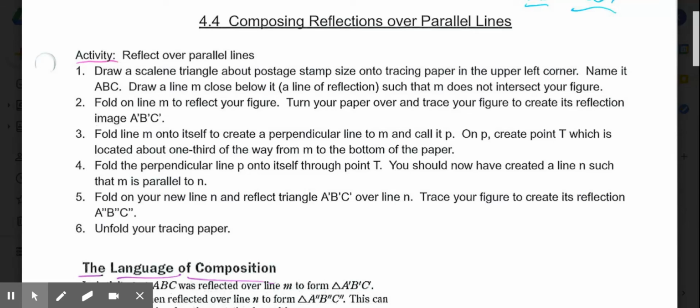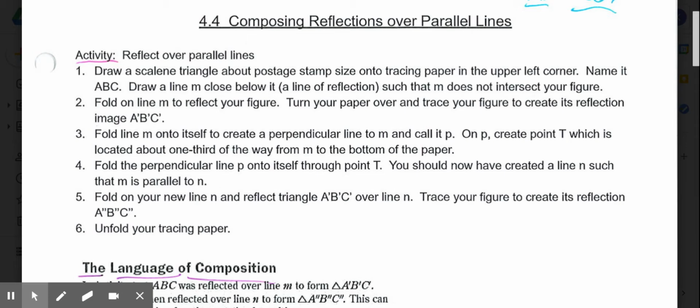Welcome to lesson 4.4, Composing Reflections over Parallel Lines. So we've already looked at how to reflect points and figures over a single line. Now we're going to look at compositions of reflections over more than one line, and these lines in this lesson are parallel to each other.